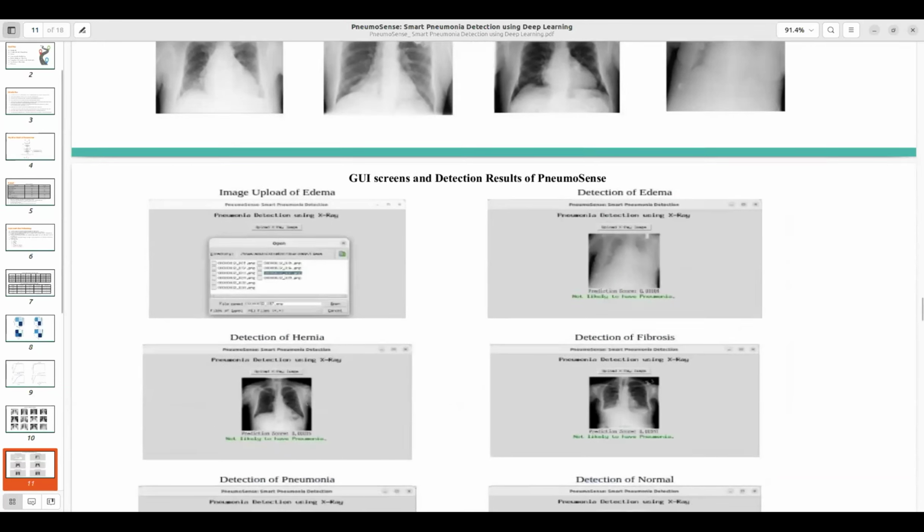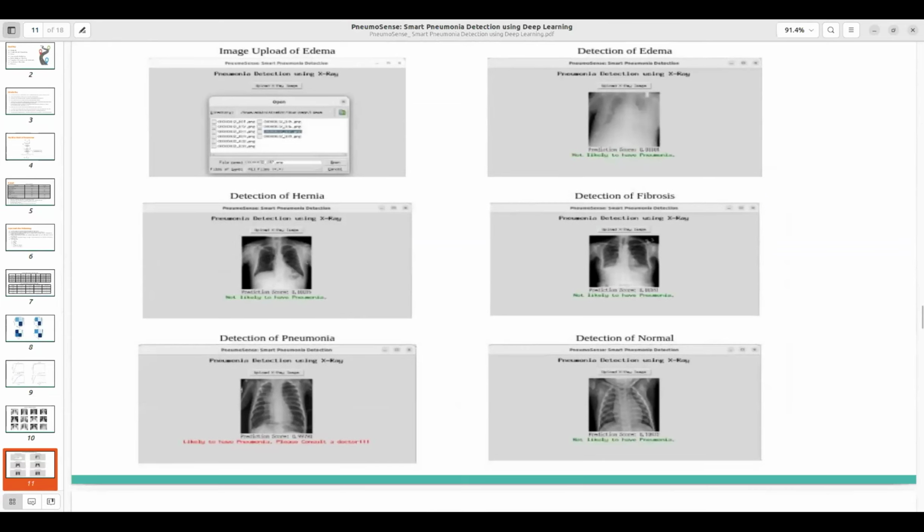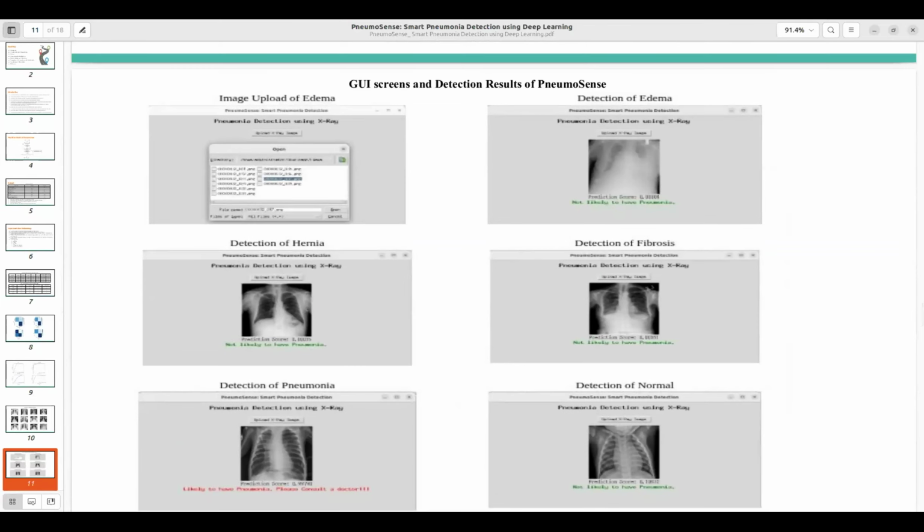So here are the GUI screens and the detection results of the PneumoSense. The first screen is, for example, where any X-ray image will be uploaded. For example, the first screen says we are uploading an image of edema, but here it will only check whether that specific chest X-ray image has pneumonia or not. Fine. So another disease image is uploaded. Here you can see in the detection of edema, it is clearly telling not likely to have pneumonia.